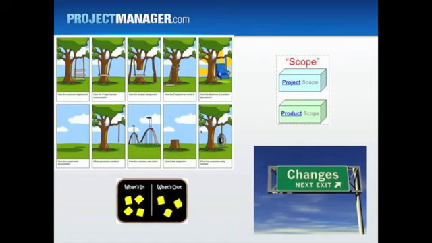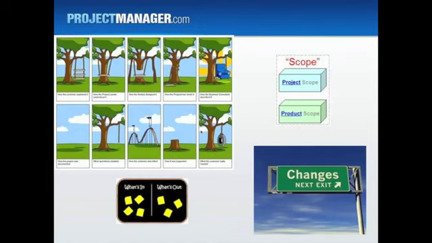So when we talk about scope, there are different types of scope. There's project scope and there's product scope, and there is a difference between the two. There's the question here of what's in scope and what's out of scope, and it's very important to define those in your project plan and in your charter or your statement of work, wherever you have your scope defined.